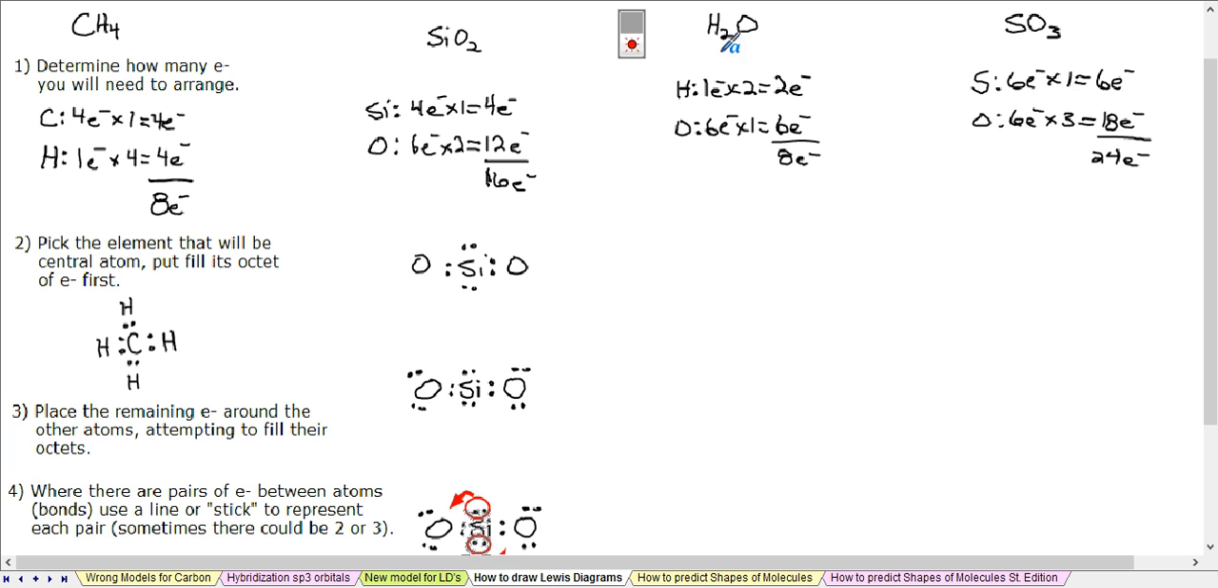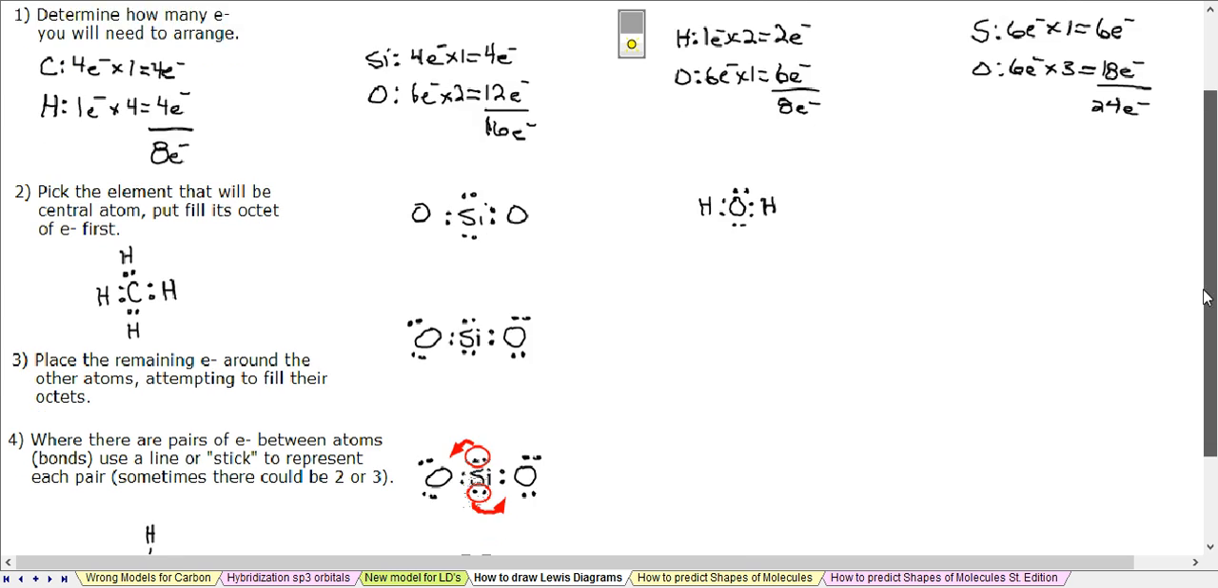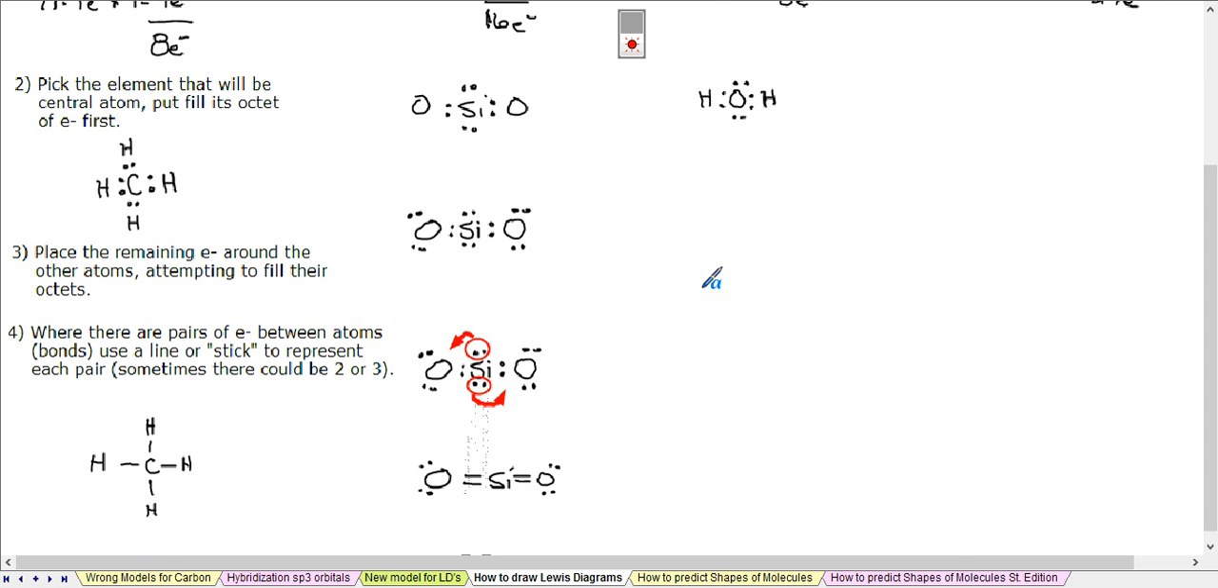So in the case of water, we need to pick a central atom. Now we know we never pick hydrogen as a central atom because hydrogen can only make 1 bond. So it's obviously got to be oxygen. And we'll put the 8 electrons that we know oxygen is going to want around the atom. And then we'll pop the 2 hydrogens in there, and it turns out that we only have 8 electrons to play with. So step 3, again, we don't really have to worry about it. So step 4, we will put the sticks in. And there you go. That's what water looks like.